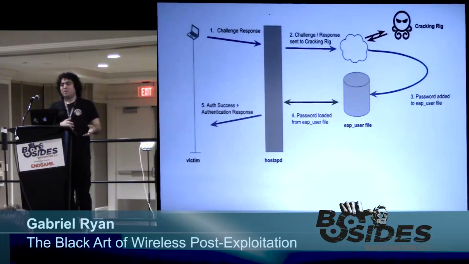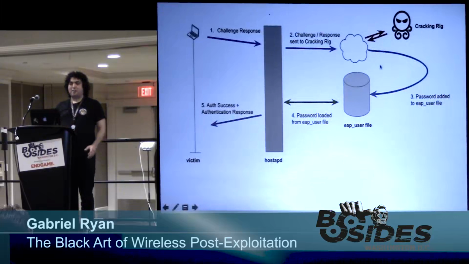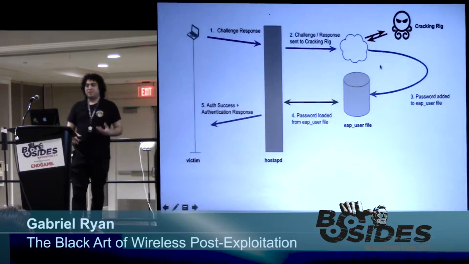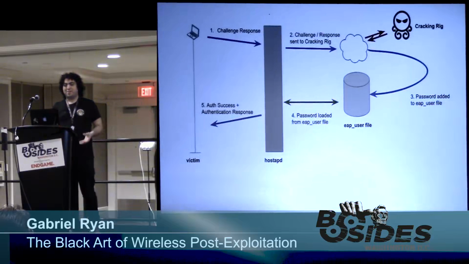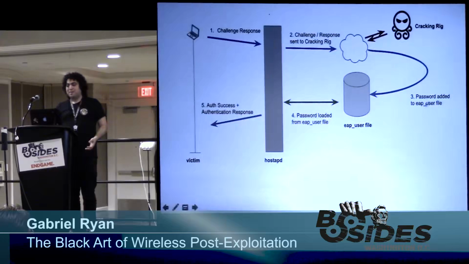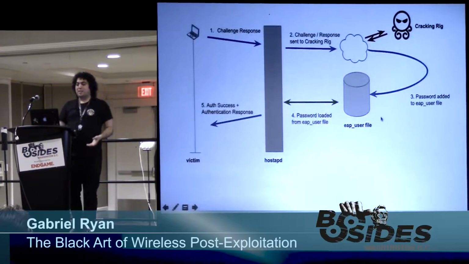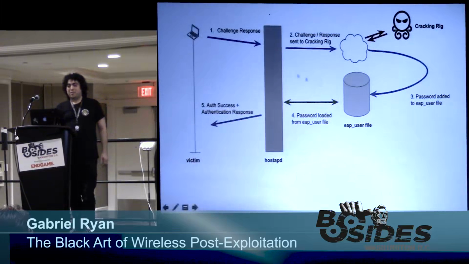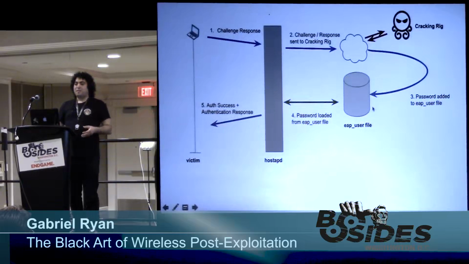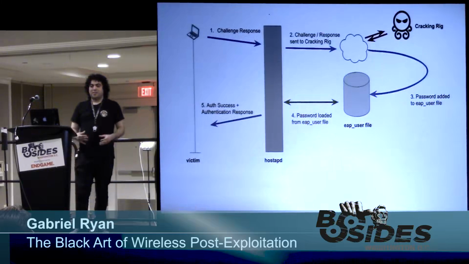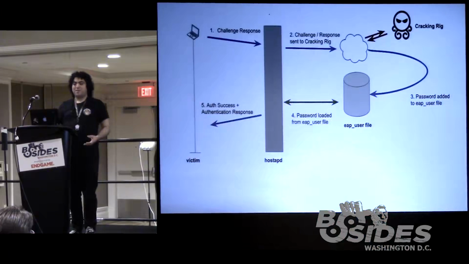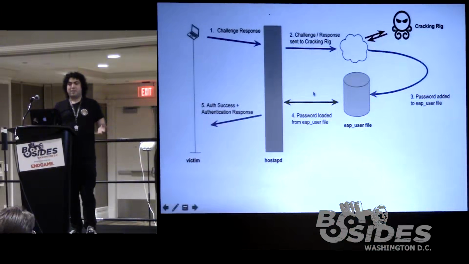So you essentially make an API call to your cracking rig. The cracking rig at this point cracks the RADIUS MS-CHAPv2 challenge and response to get an NT password hash, and then you just append that NT password hash or password to the end of the EAP user file. At that point, you continue with the MS-CHAPv2 authentication process by loading the newly appended password from the EAP user file, use that to construct the authentication response, and send that with the authentication success message off to the victim.